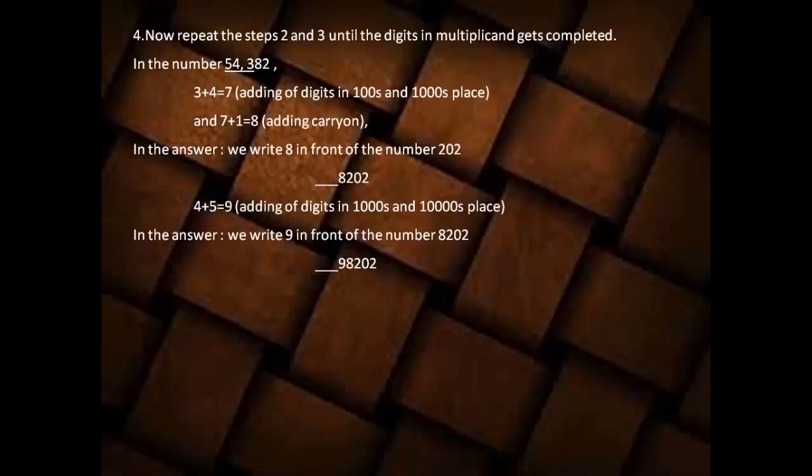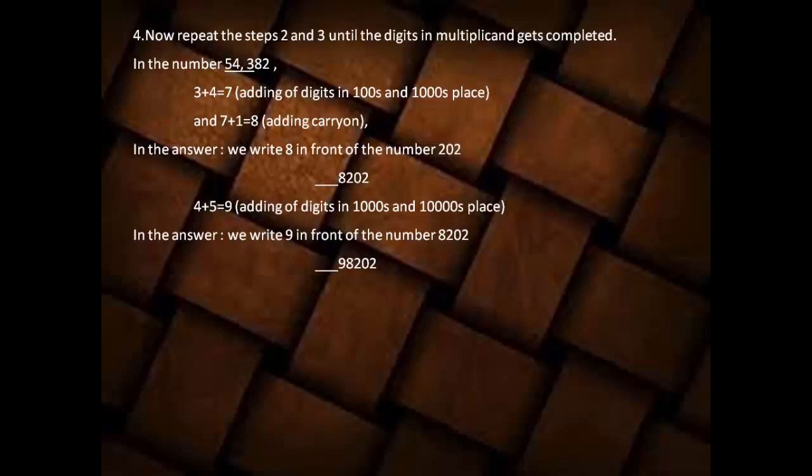Literally, the procedure follows like this. Now, if we add the remaining digits, that is 3 and 4, we get 7. By adding the carry on 1, we get 8. We write this 8 in front of the answer 02. Again, by adding the last remaining digits, that is 4 and 5, we get 9. Since we do not have any carry-ons to add, we just place this 9 in front of the answer 8202.